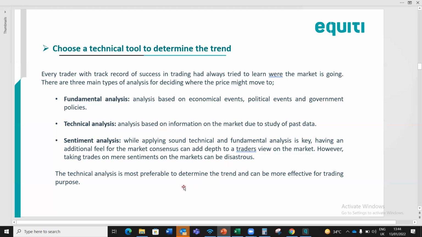All right, so you cannot use sentimental analysis, what you feel about the market, your gut about the market. You're biased about the market. That is not enough to take a trade on the market. Technical analysis is most preferable to determine the trend and can be more effective for trading purposes.